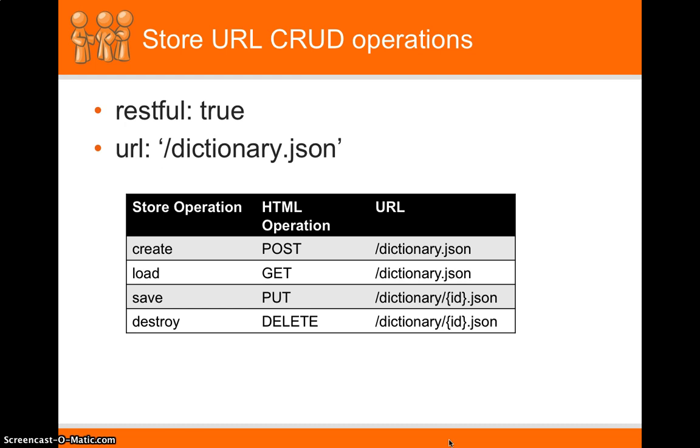Now you've got the save operation. Well, that's going to generate a PUT. And now, instead of the standard dictionary.json, we're actually going to be passing the ID of the object that we're passing after dictionary. So it's dictionary/id.json. Likewise for destroy, which will generate an HTTP operation of DELETE and pass that ID to the backend.